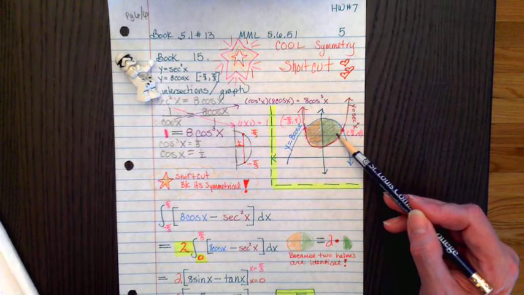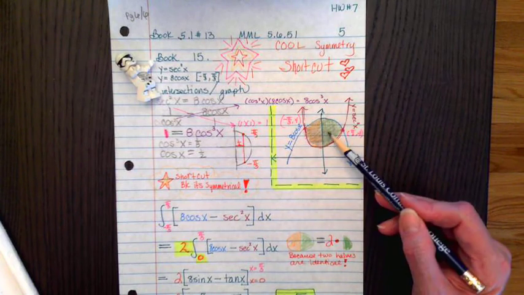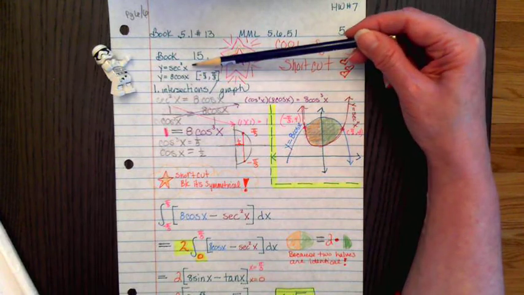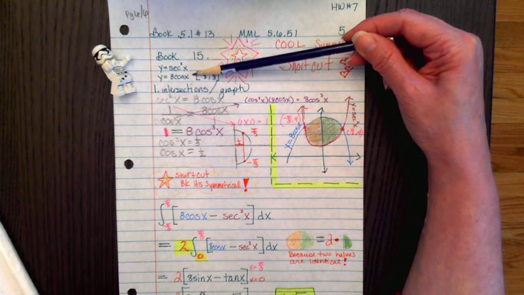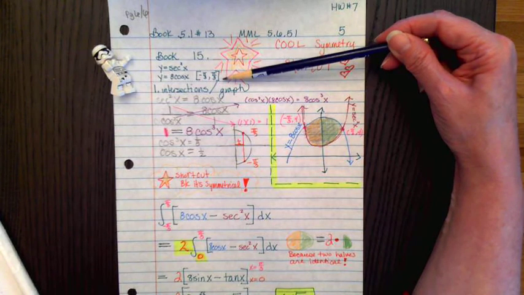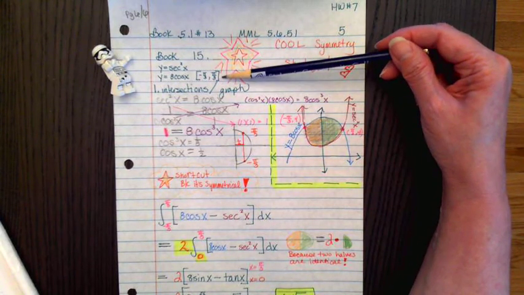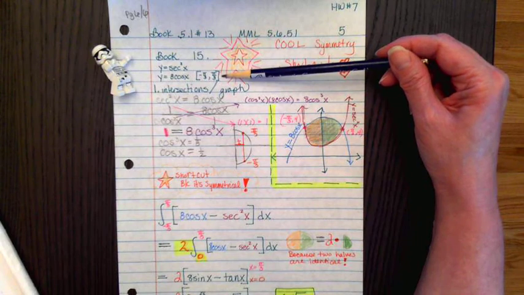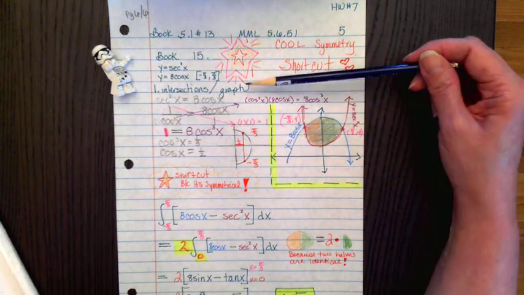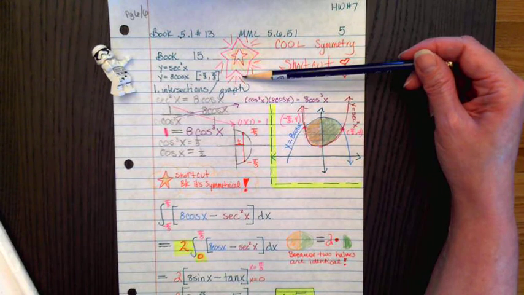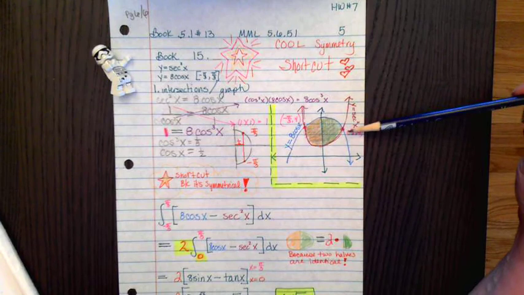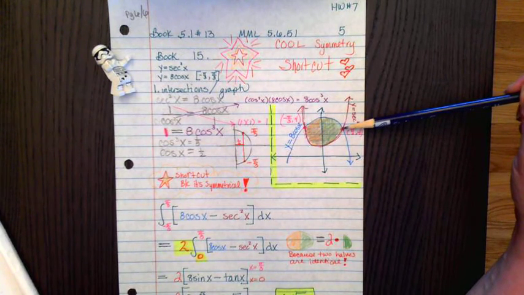This is book example number 15. We're given y equals secant squared x and y equals 8 cosine x. We're finding the area between the curves, and it's given that we're going from negative pi over 3 up to pi over 3. We had to have that restraint because, remember, with cosine or secant the functions keep going, so we get an infinite number of intersections. But we're only looking for this particular area, from negative pi over 3 up to pi over 3.